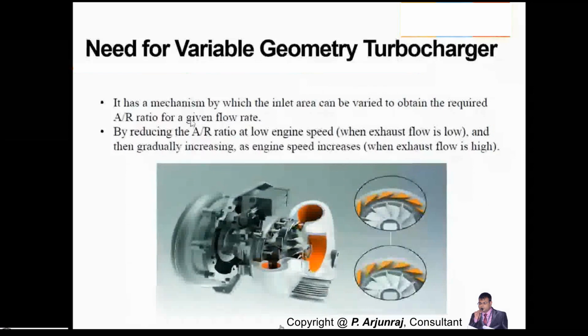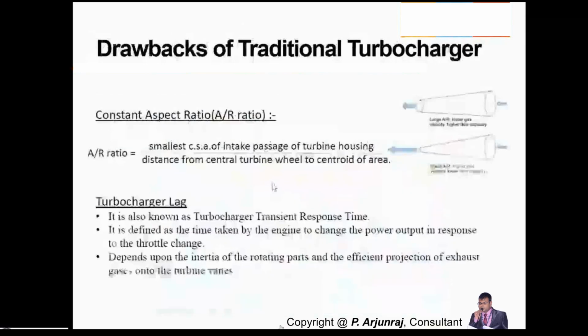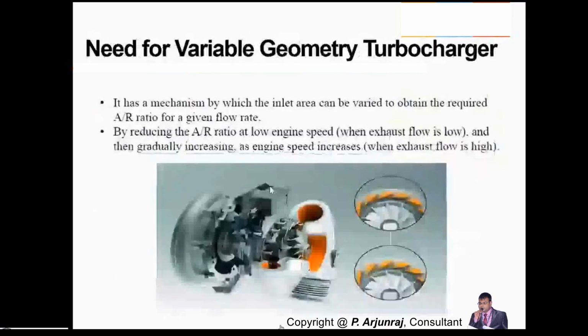When you're going for the VGT, shortly called variable geometry turbocharger, it has a mechanism by which the inlet area, the area where the air comes in from outside, can be varied to obtain the required aspect ratio for a given flow rate. Whereas in the case of the previous turbocharger, maintaining a constant aspect ratio is somewhat of a problem.